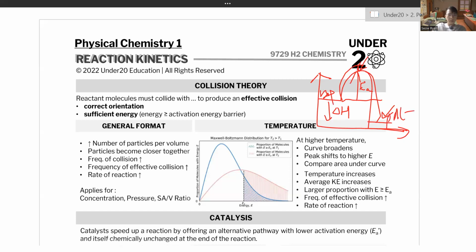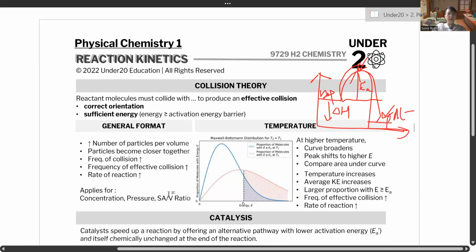The general format that I use to answer questions regarding collision theory follows this way. You explain the factor first, and then you talk about whether the number of particles increases, or whether the particles become closer together. The main part is that the frequency of collisions increases and the frequency of effective collisions increases, therefore the rate of reaction increases. This applies for concentration, pressure, and surface area to volume ratio. Now the next one is about temperature.